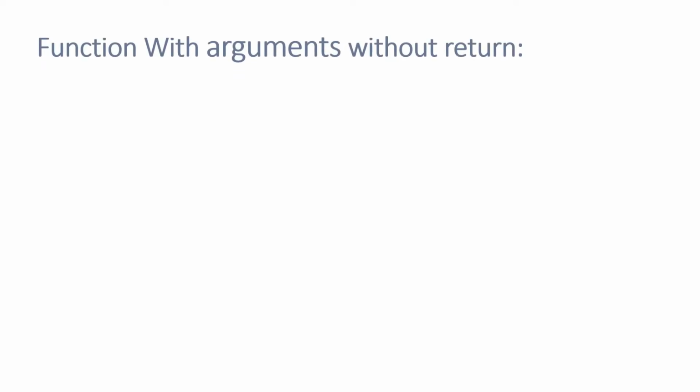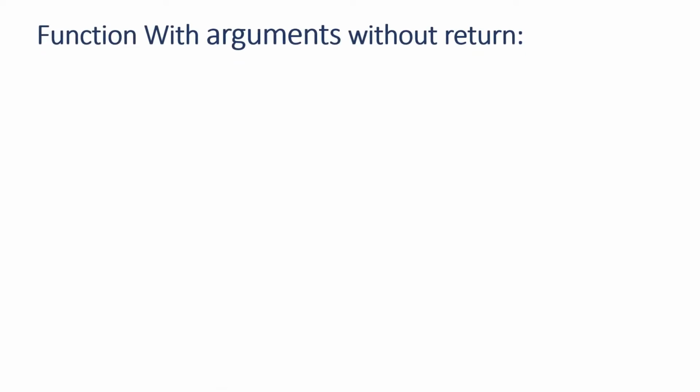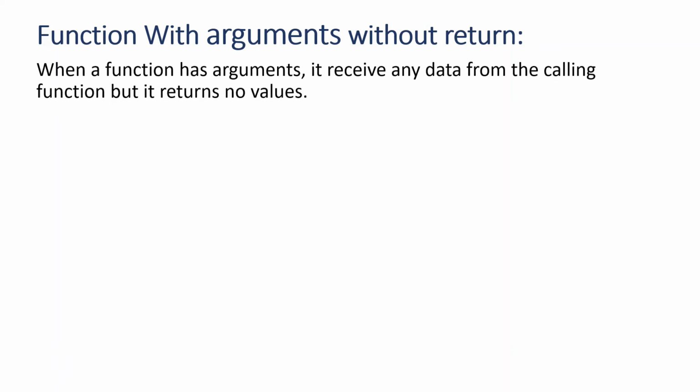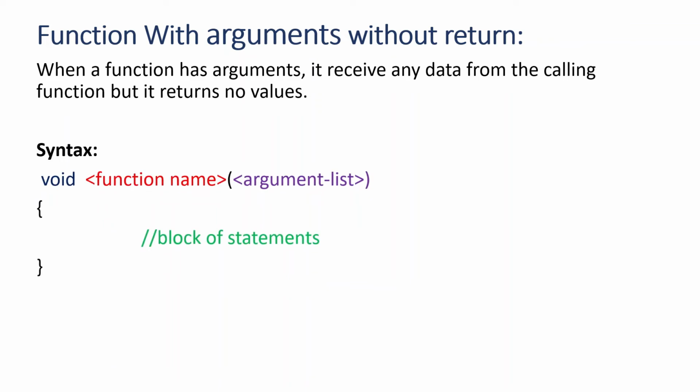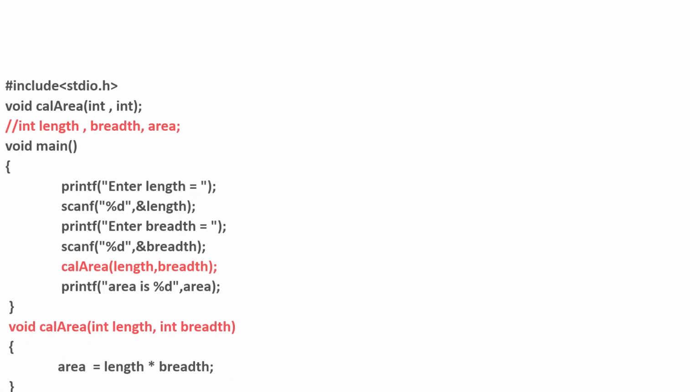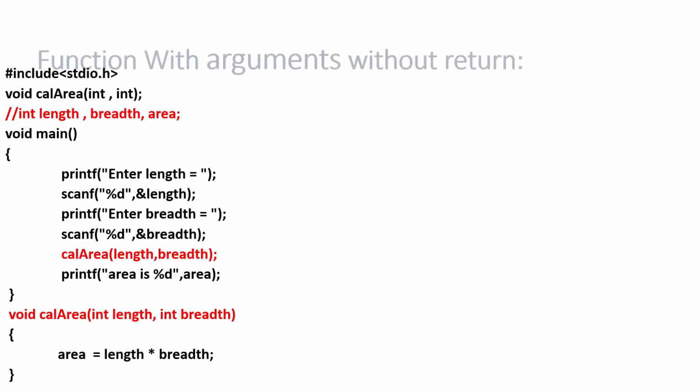Now let us discuss the second type of function, that is, with arguments, without return. When a function has arguments, it receives data from the calling function, but it returns no value. Here is the syntax for this type of function. Now let us see a sample program for this.